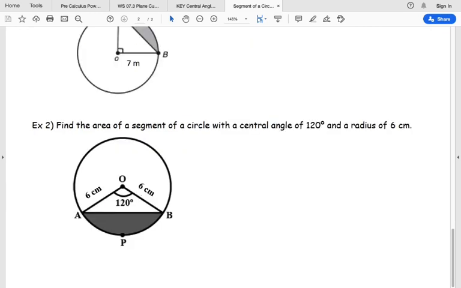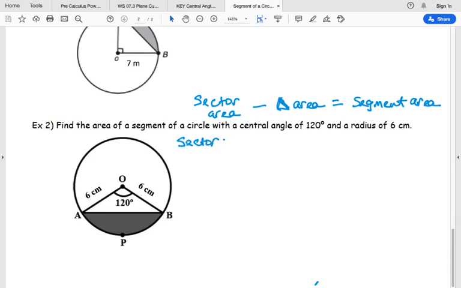Okay, the next one is a little tougher because we don't have a right triangle in there, so we're going to have to do a little bit more work. So remember, I'm going to write the formula up here. We're going to find the sector area. We're going to subtract out the triangle area. That's supposed to be a triangle. And that's going to equal the segment area. So I'm just going to break it up. Let's do the sector first.